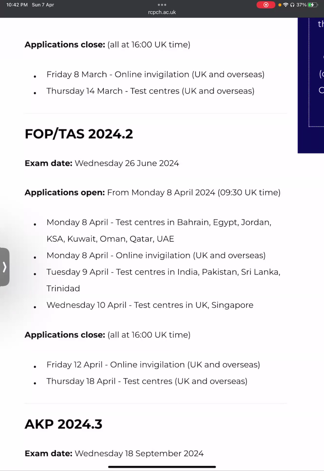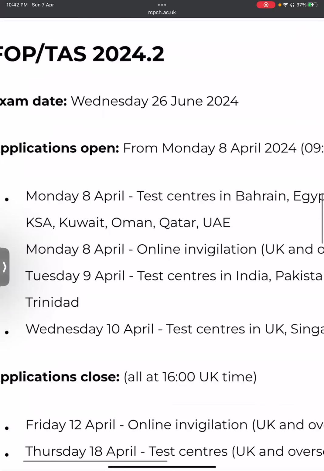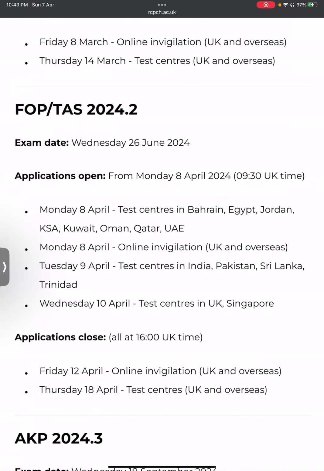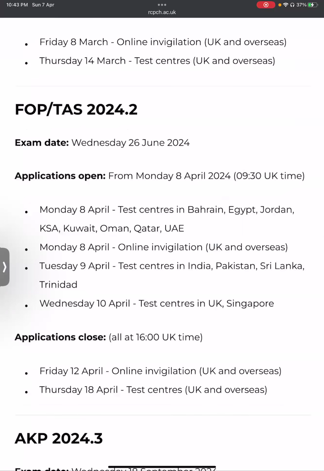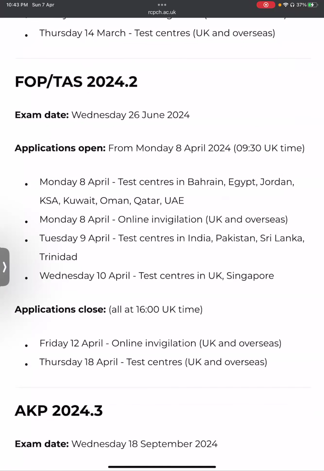So for tomorrow, keep some time in hand. Even if you're working, every 10 minutes or so, keep on refreshing your device. See, Monday, 8th April is for test centers in Bahrain, Egypt, Jordan, KSA, Kuwait, Oman, Qatar, and UAE. So that means on Monday it is for all the Middle Eastern country centers.